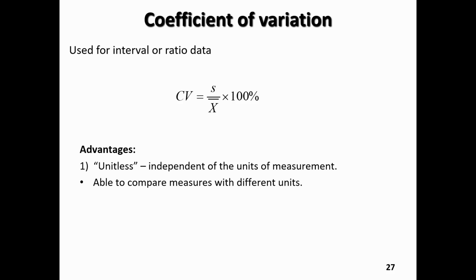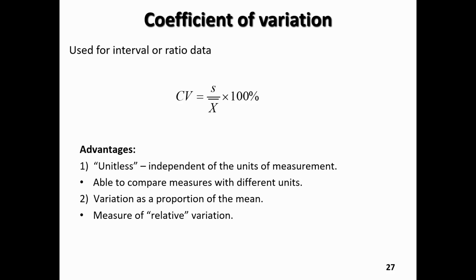As such, we are now able to compare measures with different units, where we could not do that when we have different variables that are quantified by different units. The variation is expressed as a proportion of the average, and this is a measure of relative variation and can be helpful when attempting to explain how variable scores are within a population relative to that average.